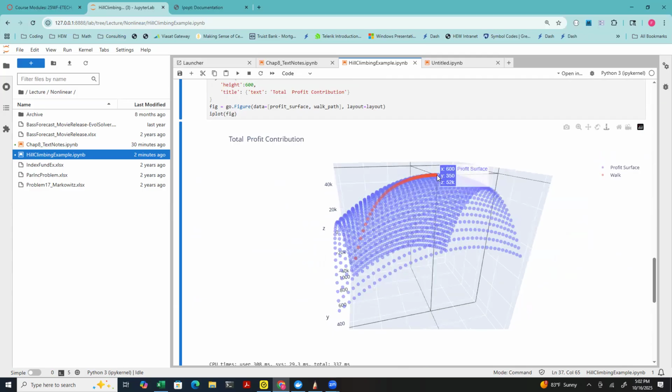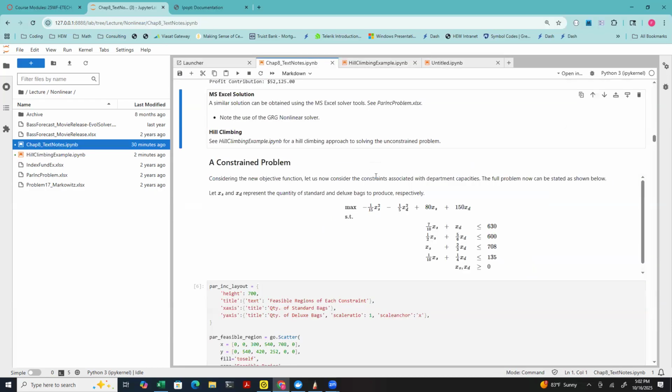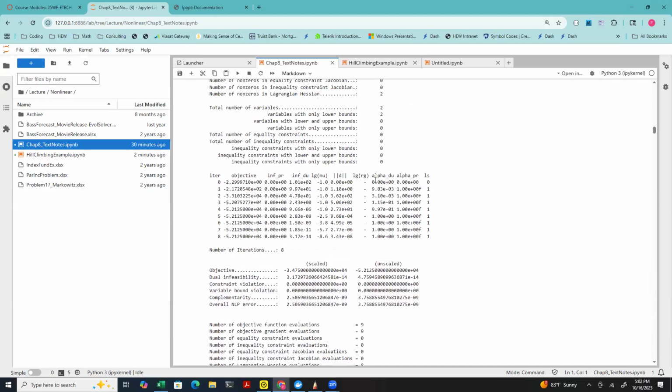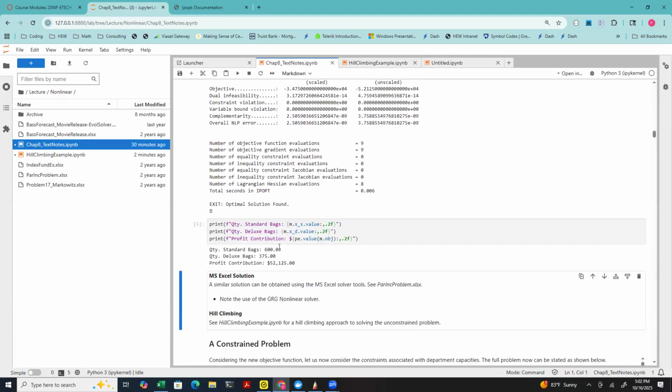Looks like here that maximum is right about 600 and 350 with 52K for the solution. And that should mimic what we solved over here. Yeah, 300, 375, 600, 375, and 52,125. So we're definitely in the neighborhood of that value there.